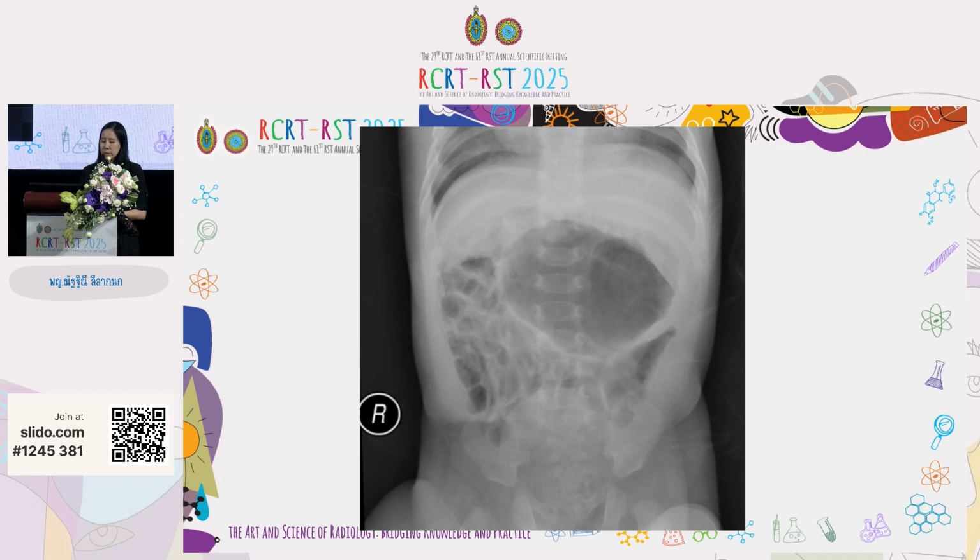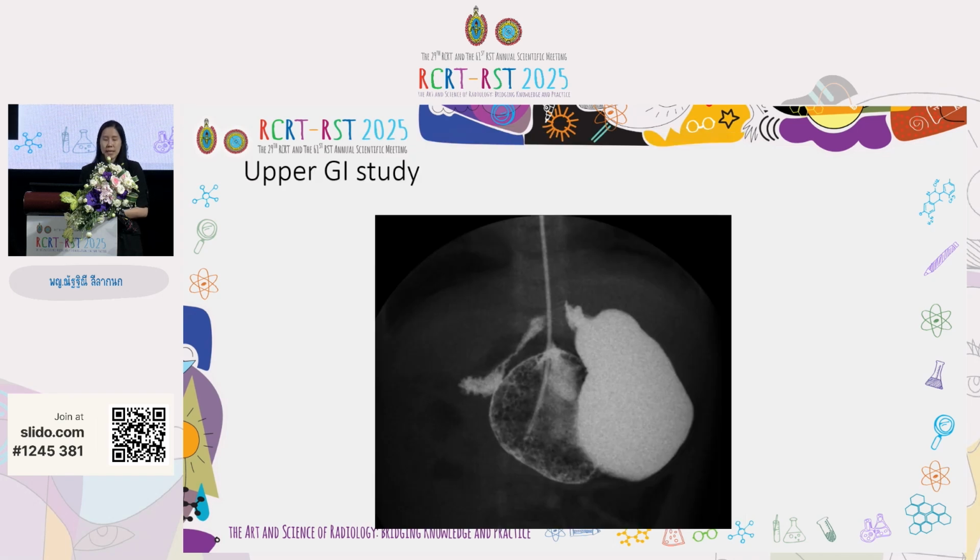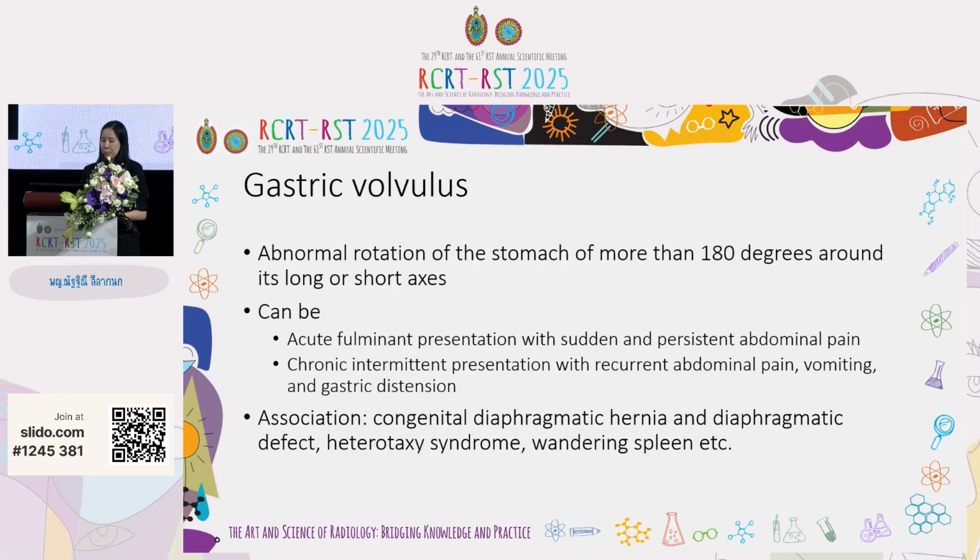So we choose an upper GI study. The upper GI study shows that the antrum and pylorus are positioned superiorly to the gastric fundus and GE junction, with a twist of the stomach here. This finding suggests mesenteroaxial gastric volvulus.